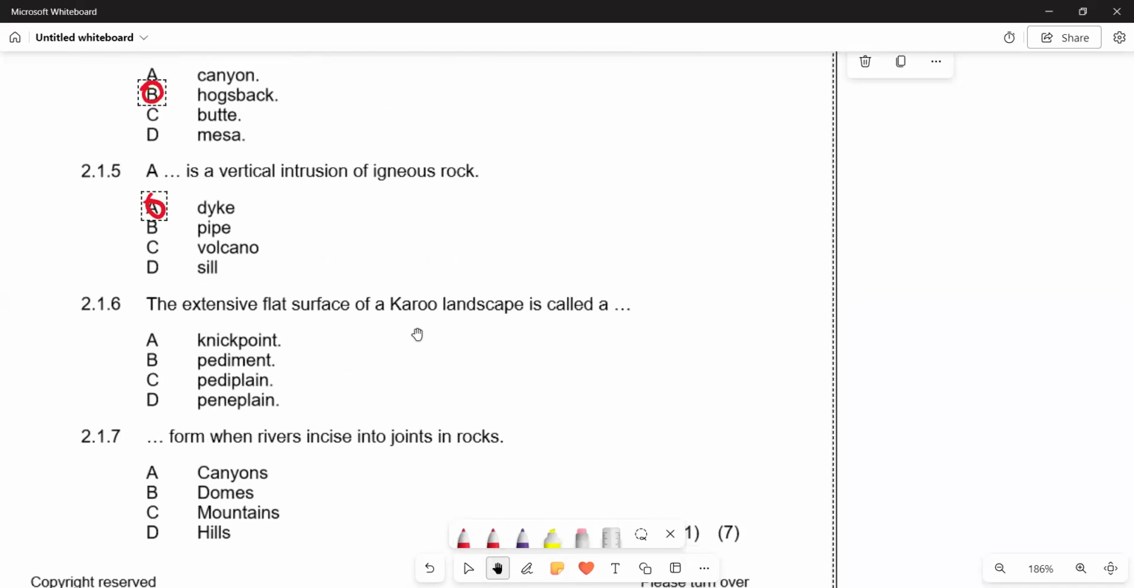On 2.1.6, it reads that the extensive flat surface of a Karoo landscape is called a dash. A, you have got nick point, B, you have got pediment, C, you have got pediplain, and D, you have got peneplain. According to the responses that we have, I would say that pediplain is the correct answer. The explanation of pediplain would assist us to relate to the question that we are given.